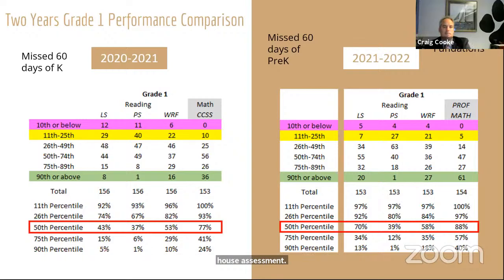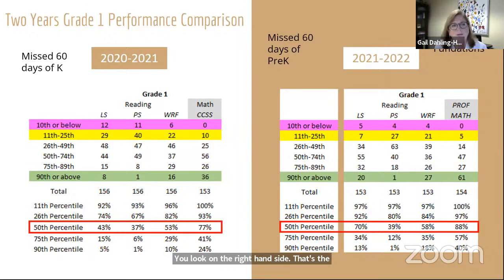If you look on the right-hand side, that's this year's scores. The kids missed 60 days of pre-K. And we also started our Foundations program from Wilson in January with this particular cohort of students. So they did have that foundational work start. It actually started a little bit before January, but I would say the official launch date was January.